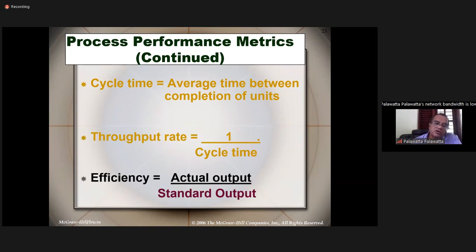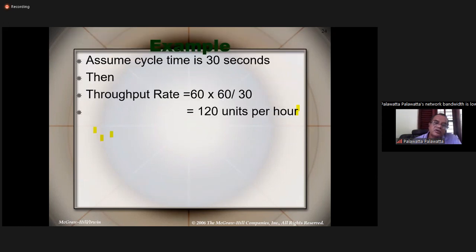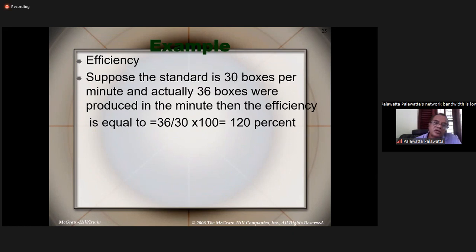Efficiency is actual output divided by standard output. Do you understand throughput rate? Suppose the standard is 30 boxes per minute and actually 36 boxes are produced in the minute. Then the efficiency equals 36 divided by 30 multiplied by 100, that is 120%.